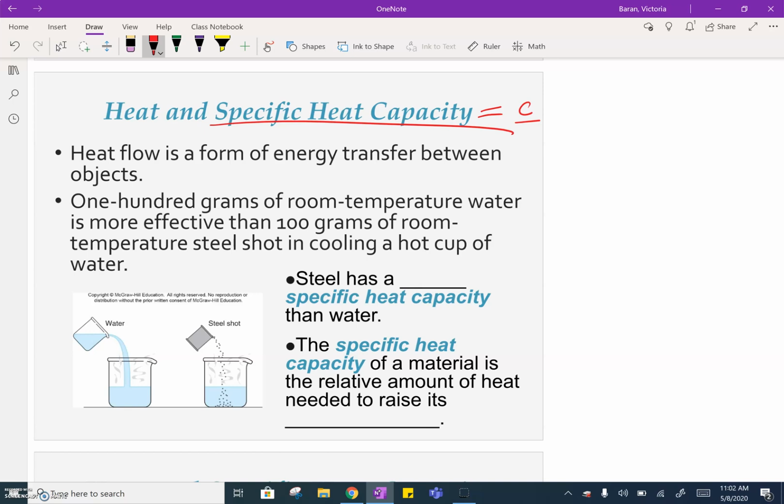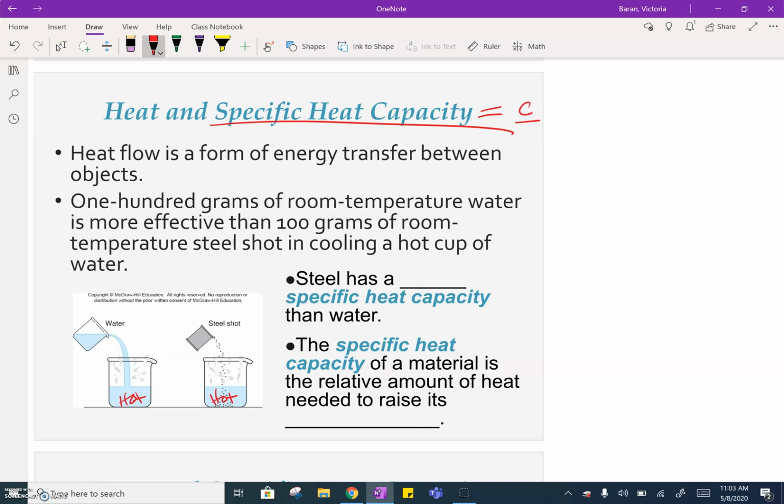Now, to be more specific in this example, let's say we have 100 grams of water at room temperature in both of these, all right? Both of these have the same amount of water. They're both at room temperature. Now, if we're going to add 100 grams of room temperature steel into one, these two are going to be hot water, okay? So let's say both of these are hot, not room temperature.